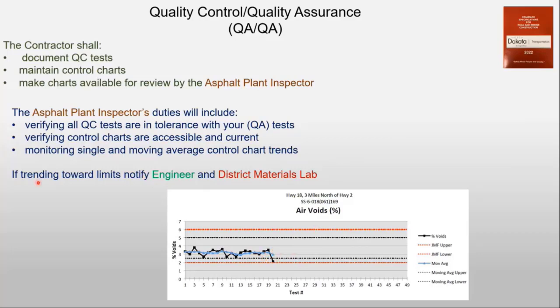Now, that's the whole idea behind it. If you see some trends that aren't working very well, communication is number one. You want to make sure that you're talking to everybody: engineer, district materials lab, and of course the contractor. Why are these things trending out or trending towards the limits?